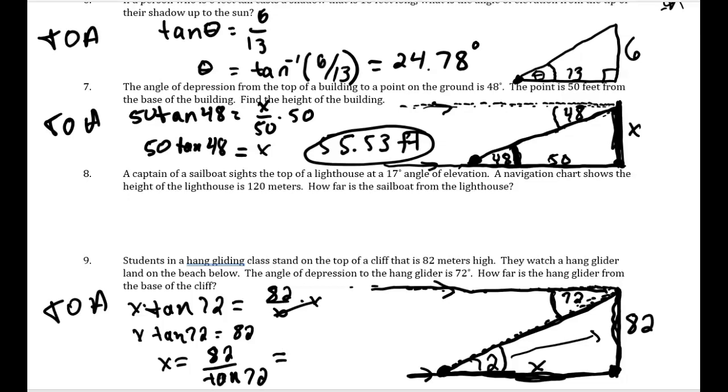Can only do this on the calculator. So we divide these. Just make it look just like what it looks like on the paper on your calculator. And we get this to be 26.64, I think it was, meters in this case.